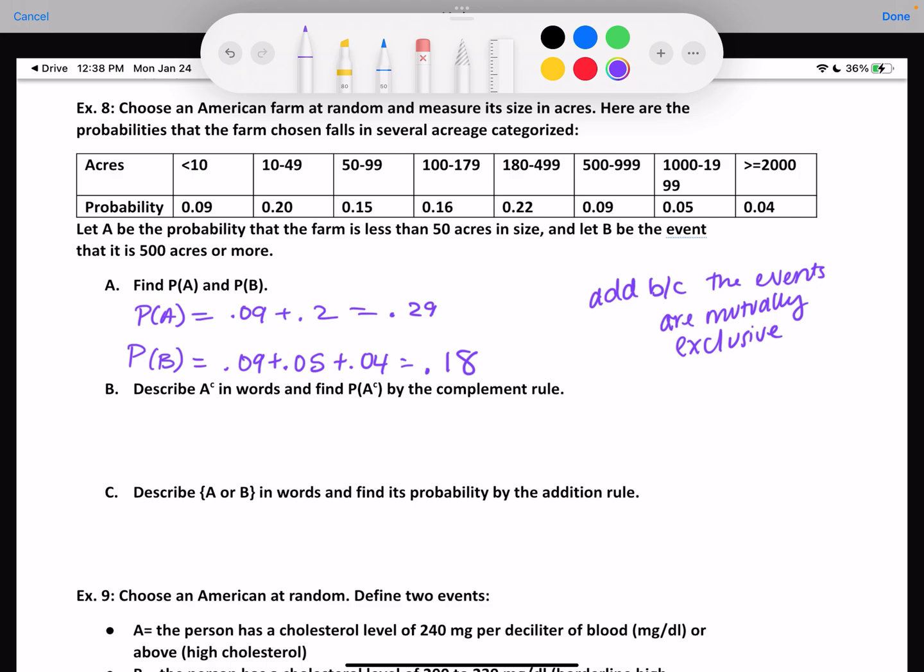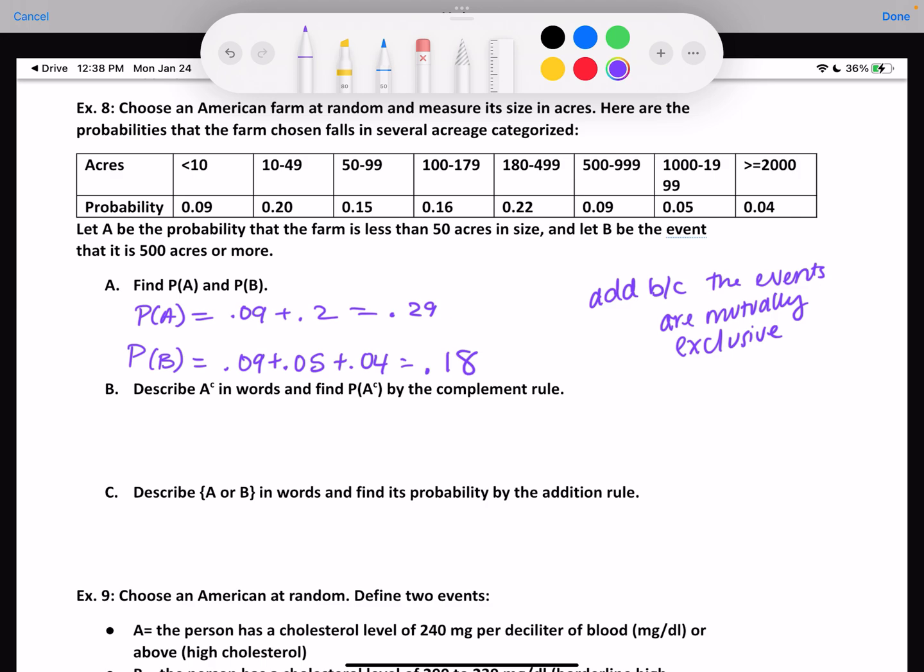So describe A complement. Okay, that's what the A raised to the little c is, in words, and then find the probability of A complement by the complement rule. So what does the complement mean? Is that the 1 minus, where you subtract it from the whole? Yes, but in words, explain what it is in the context of this problem. What is my A complement? Tell me in the context of acres of the farm. All of the acres added together will be 1. I don't know. Acres less than 50.